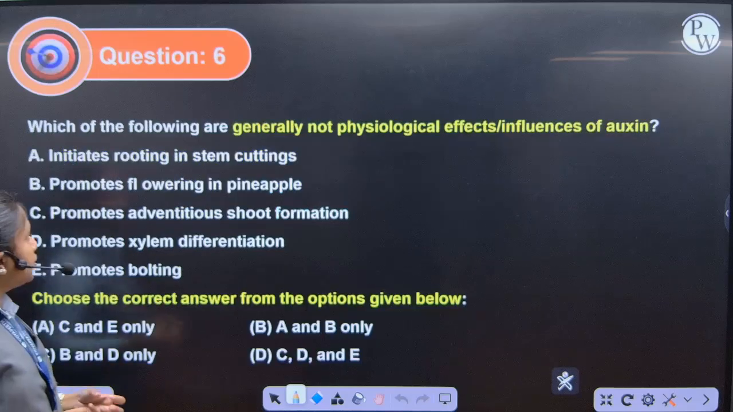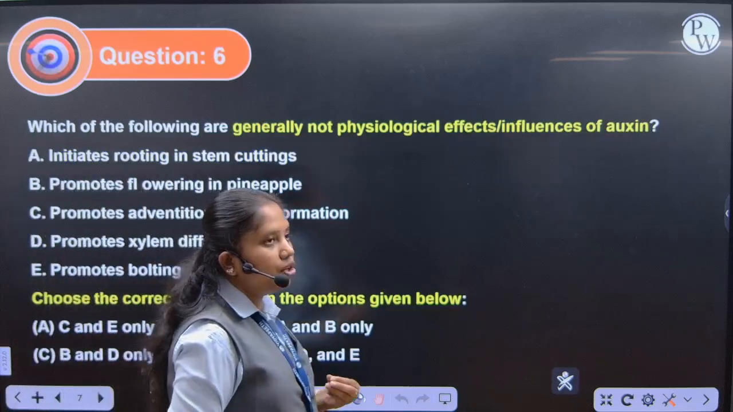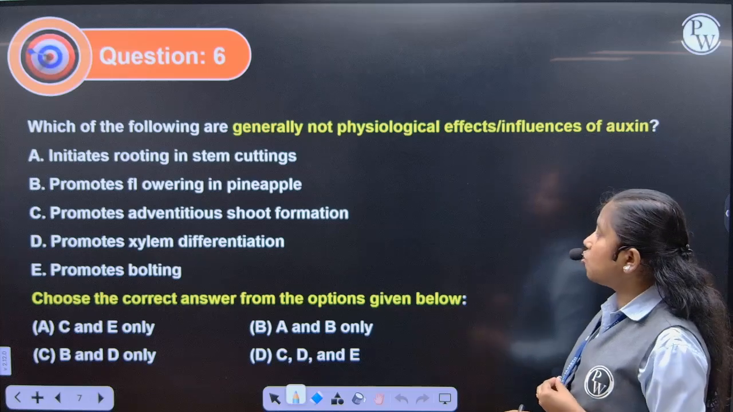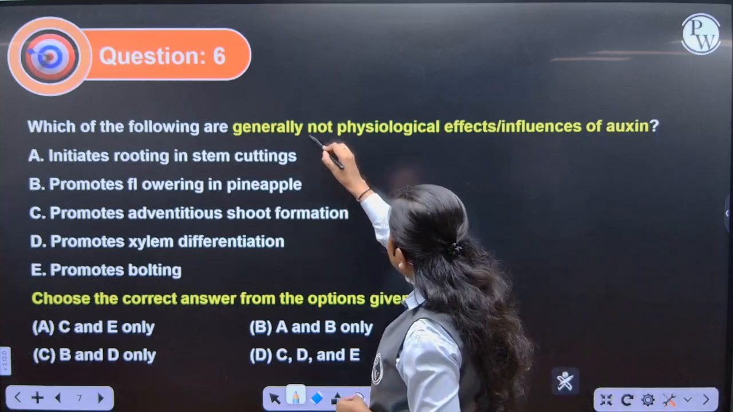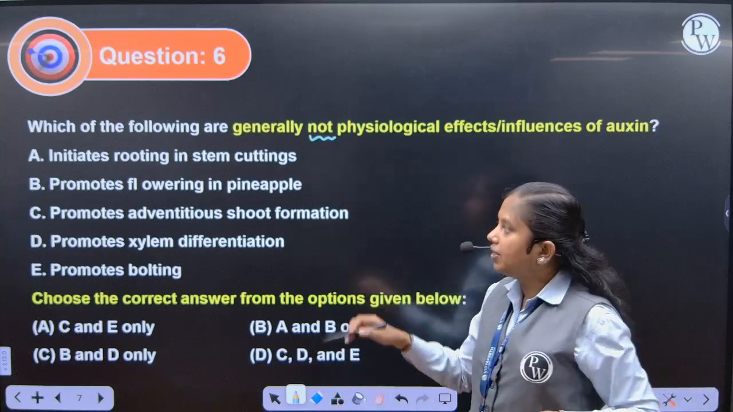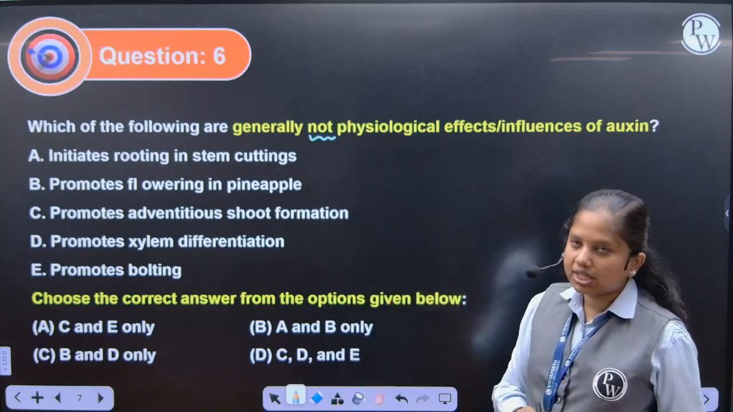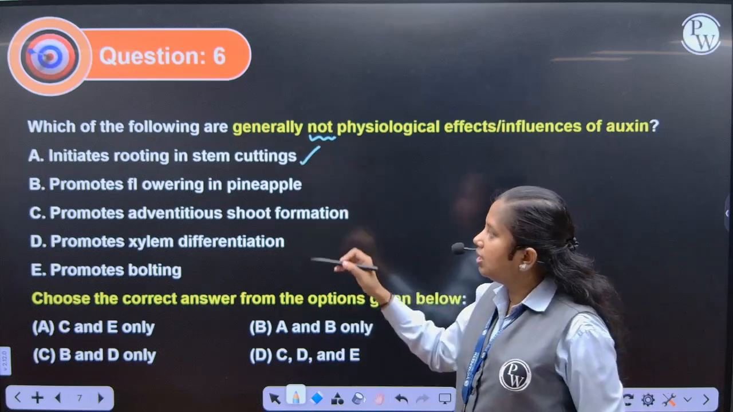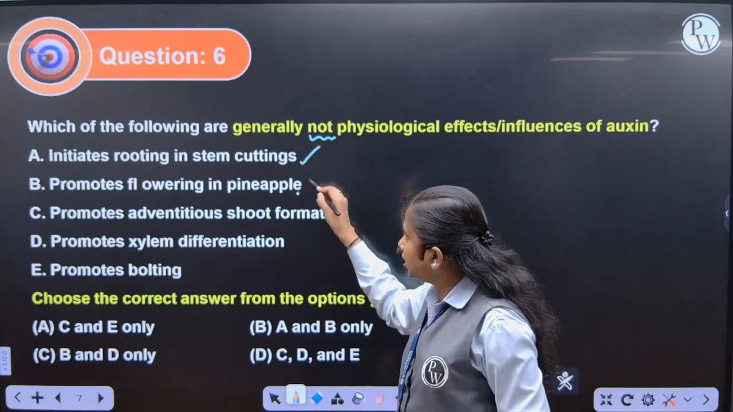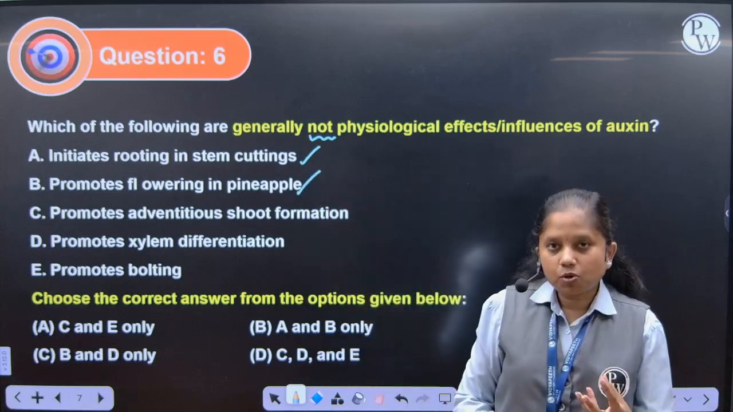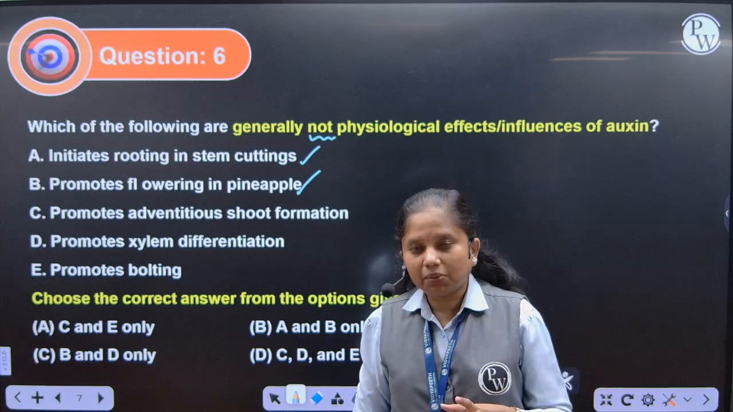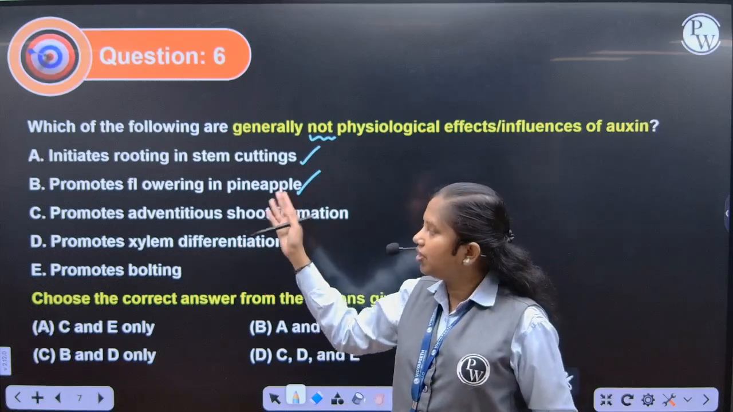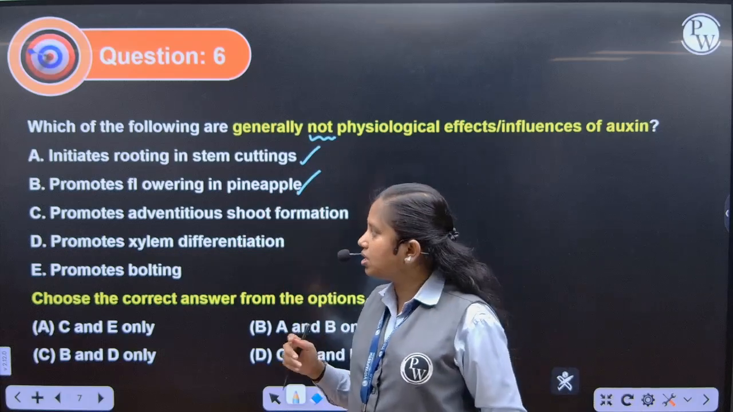The next question, which of the following are generally not physiological effects or influences of auxin? Here we need to understand it is not. So the first one, initiates rooting in stem cutting. Yes, it is a physiological effect of auxin. Then we have promotes flowering in pineapple. Yes, correct. See, suppose they give you flowering and fruiting in pineapple, then it becomes ethylene. But here they have mentioned only flowering in pineapple, so it is under auxin.